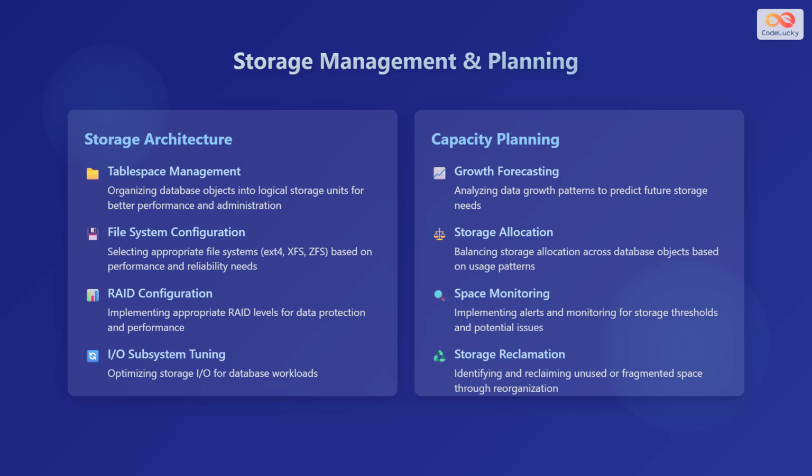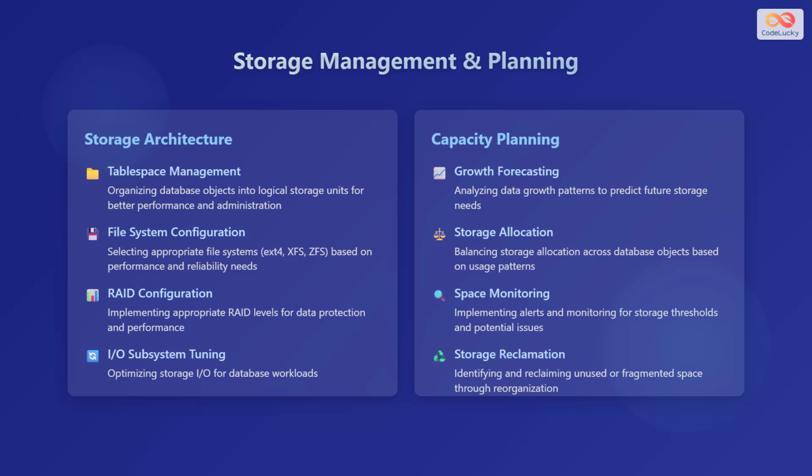Storage management and planning is also a core DBA task. A very important part of it is storage architecture. Tablespace management involves organizing database objects into logical storage units for better performance and administration. File system configuration includes selecting appropriate file systems like ext4, XFS, and ZFS based on performance and reliability needs. RAID configuration means implementing appropriate RAID levels for data protection and performance. Input-output subsystem tuning means optimizing storage input-output for database workloads.